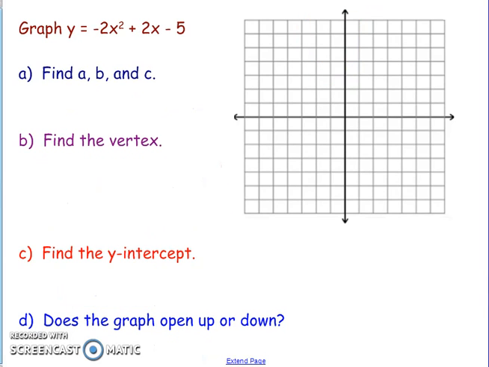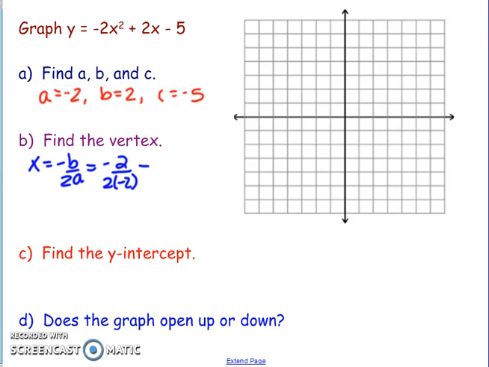Okay, so here, again, first identify a, b, and c. a equals negative 2, b equals positive 2, c equals negative 5. So we're going to find the vertex. Let's do x equals negative b over 2a. So we get negative 2 over 2 times negative 2. And this is going to end up being 1/2 as my x. So I'm going to plug in 1/2.